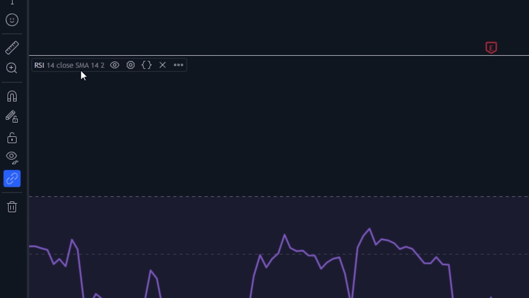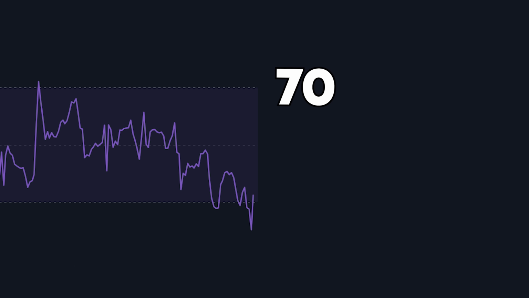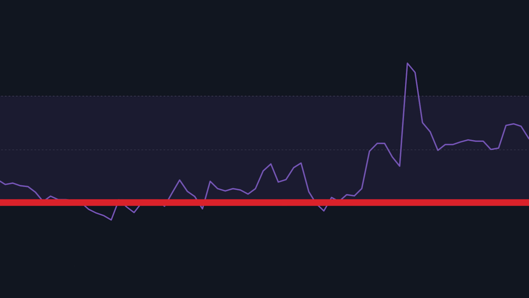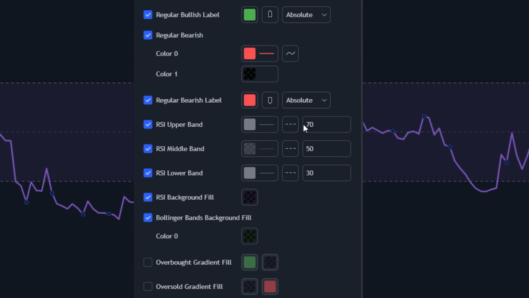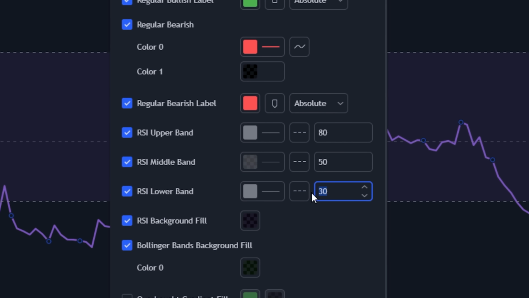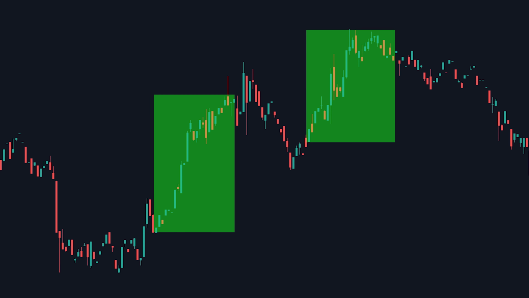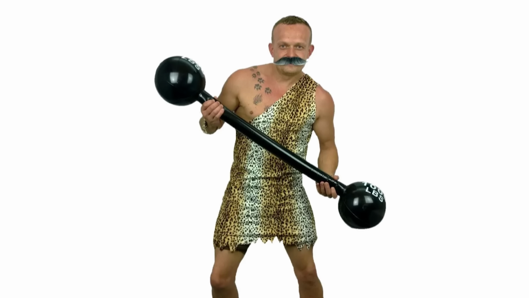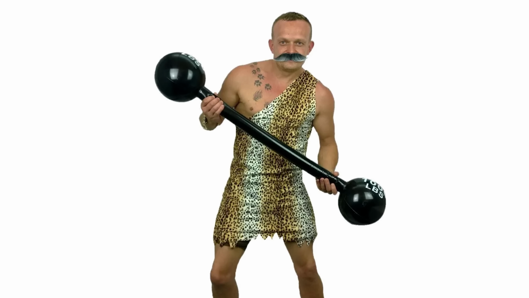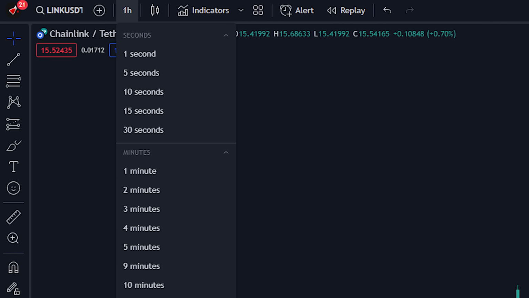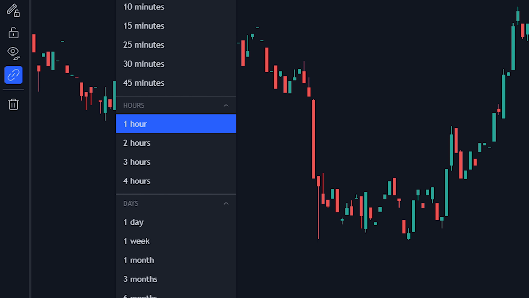To do this, go to the settings of the RSI. Now, the default settings are 70 and 30 for those overbought and oversold areas. I like to change these numbers to 80 and 20. Doing this will give us less signals, but these signals we do have are going to be stronger and less likely to be wrong. The next step I like to do is confirm these signals with multiple time frames.